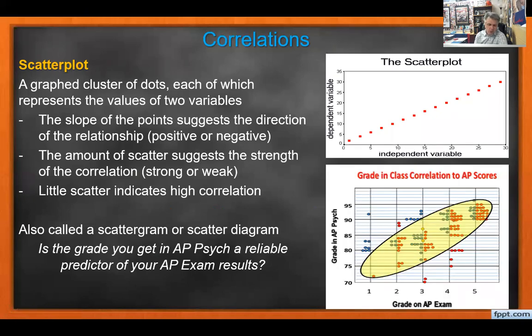This is a question that students always ask me: what sort of grade do I need to get in AP Psychology in order to do well on the test? Well, here's the trick. Your grade in AP Psychology doesn't cause you to do well. You know, they're kind of irrelevant things.